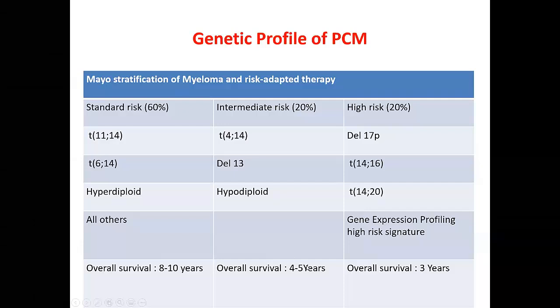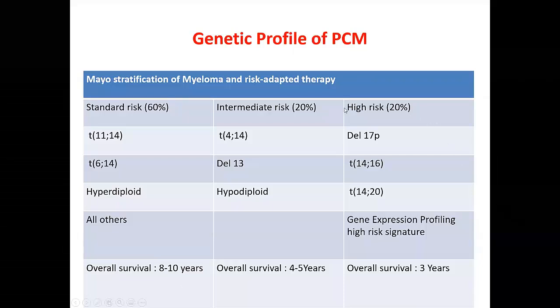Here the overall survival is 4 to 5 years, while in the standard risk, it is very good survival, 8 to 10 years. But if we have a case of high risk, then deletion 17p, t(14;16), t(14;20). So these are the ones, any of them positive is a high risk case. Overall survival in such cases is only 3 years.